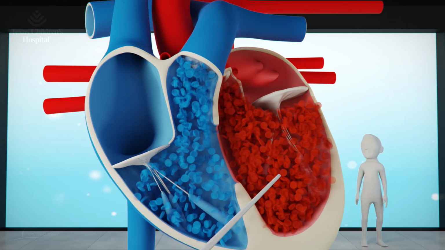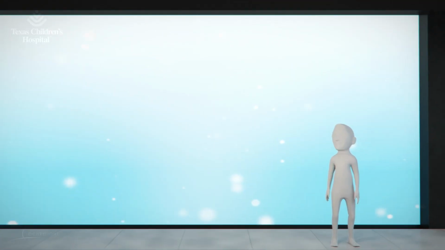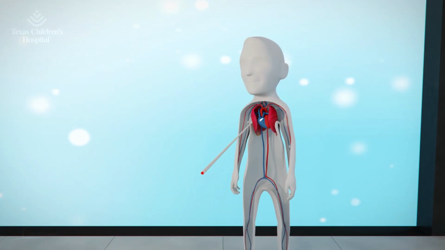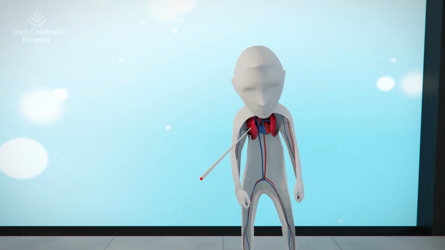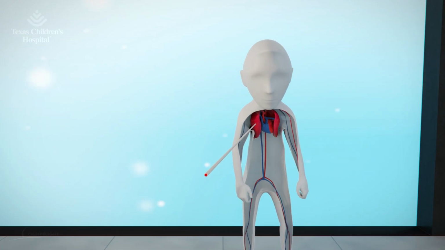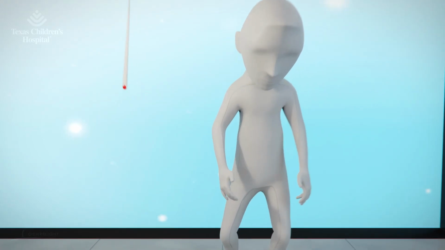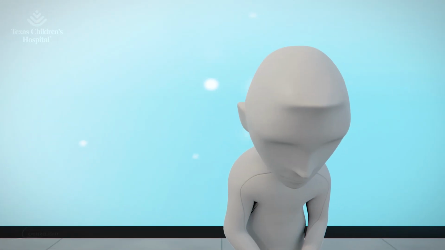In patients who have extra blood flowing into their lungs, what can then happen is that fluid collects in the tissues of the lungs, and this makes the lungs stiff. And this is the reason why oftentimes children with large ventricular septal defects can breathe faster than normal or tire easily, for example, when they're feeding.